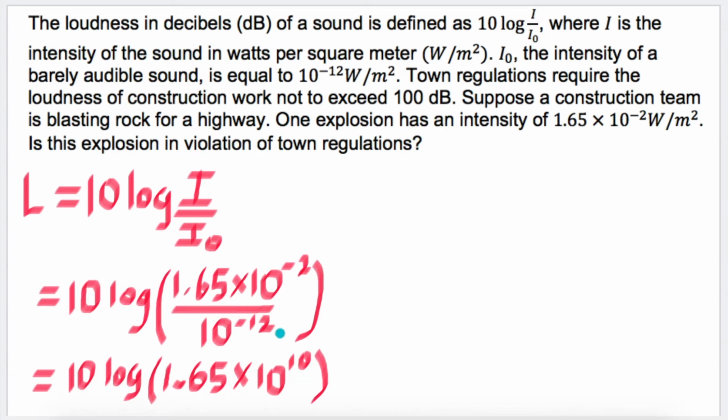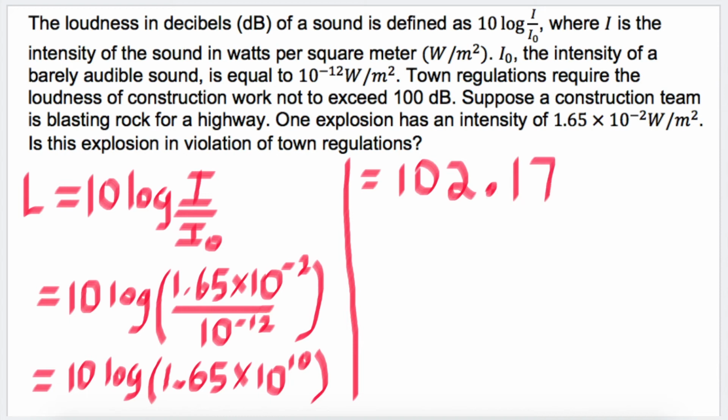If you have difficulty remembering the rules for exponents, I suggest you watch the video that's up here in the link for more information. So after this, I'm going to put this entire expression here into the calculator, and I'm going to get 102.17 decibels. We go back to the math problem, and we're told that the town regulations require that loudness does not exceed 100 decibels. To answer the math problem, is this explosion in violation of town regulations?